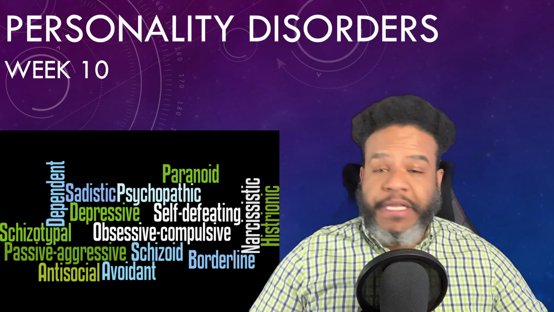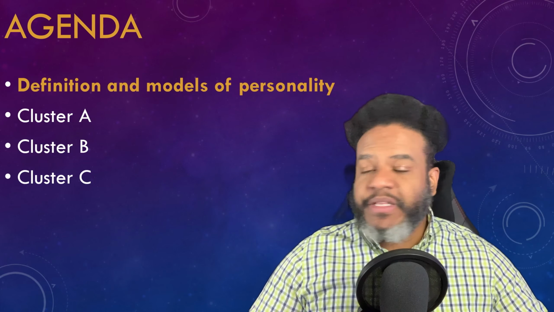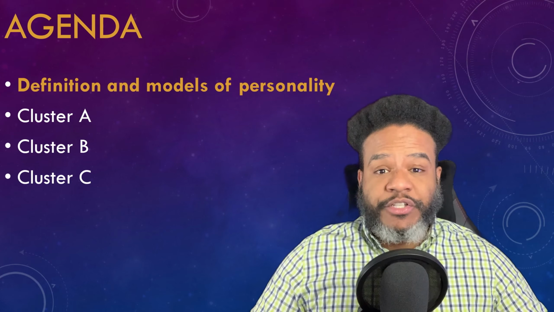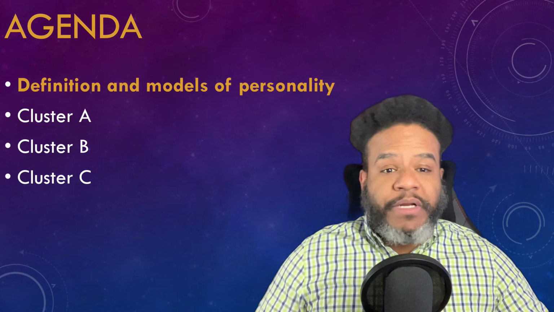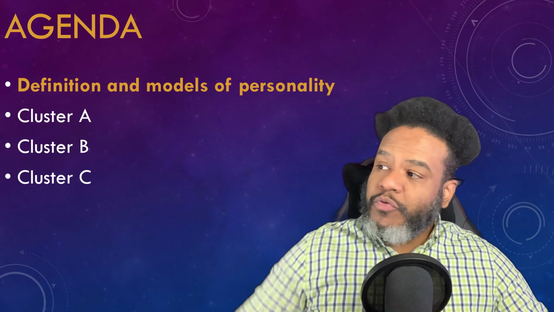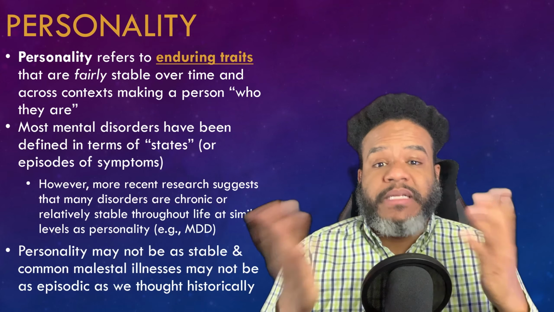We're going to go over intro material, then cluster A, and then in week 11 we'll go over cluster B and cluster C personality disorders. Throughout the lecture, you're going to see these slides come up. These slides are going to let you know where we are. So we'll start with definition and models of personality. Then we're going to go down to cluster A. Next week, we'll do cluster B and cluster C. So let's get started by talking about what personality is.